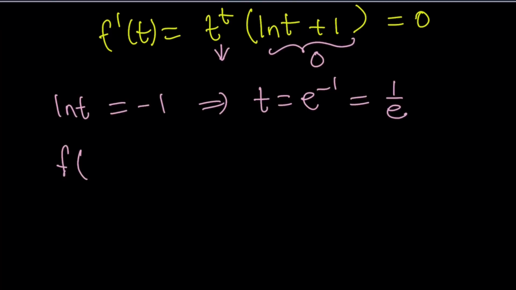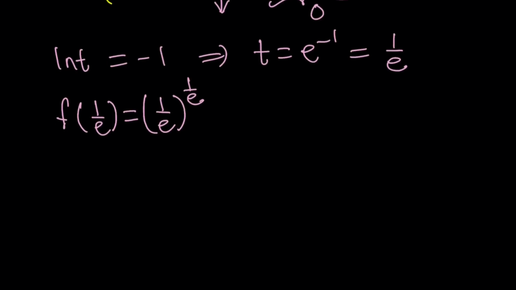F of 1 over e is going to be 1 over e to the power 1 over e. So you can guess that's going to be a small value, right? Obviously less than 1. We have a fraction raised to a fraction power, kind of like the root of a fraction. Think about it as, I don't know, square root of 1/2, right? It's less than 1. Okay, great.